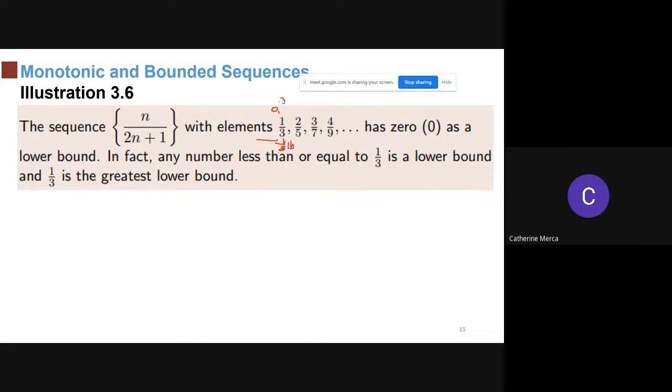2/5. What is 2/5? 0.4, ma'am. 0.4. What is 3 over 7? 0.43, ma'am. 0.43. Sulat. 0.43. At least may 3 na ta na elements sa sequence.